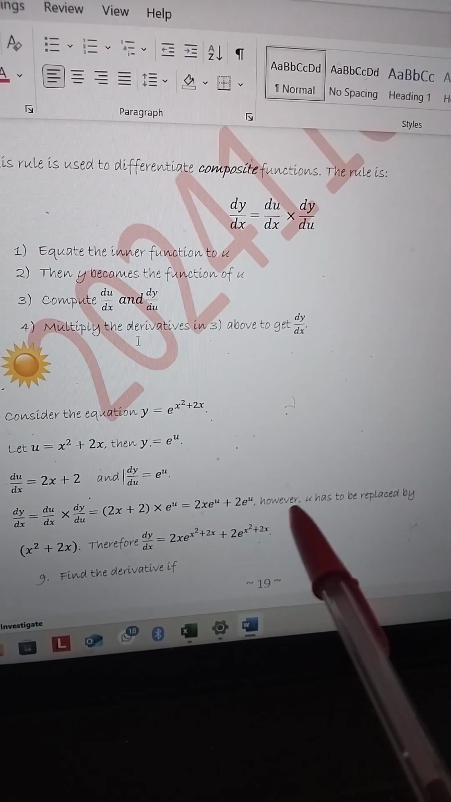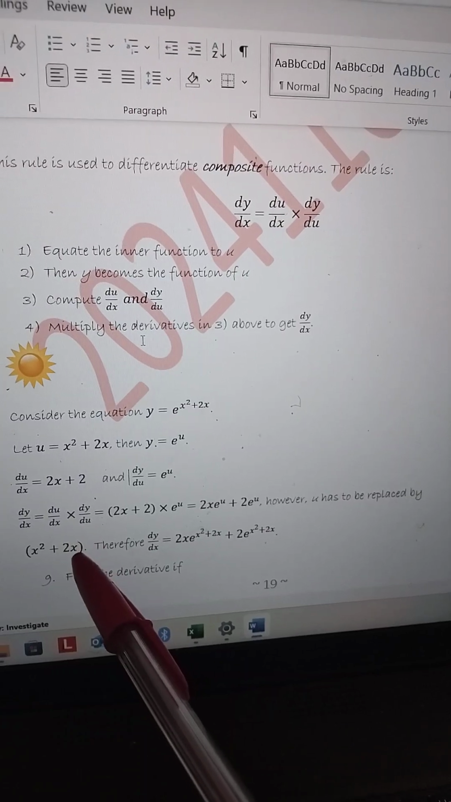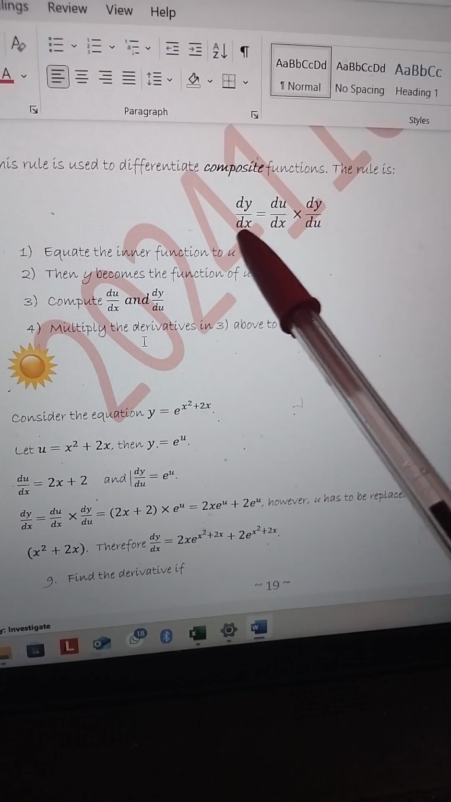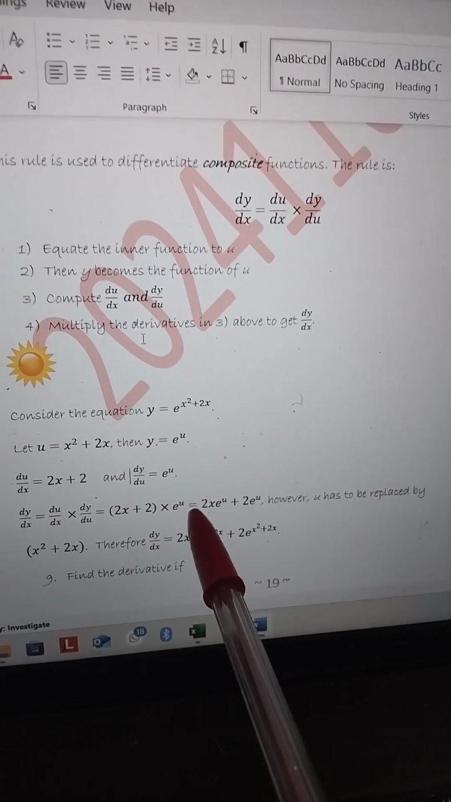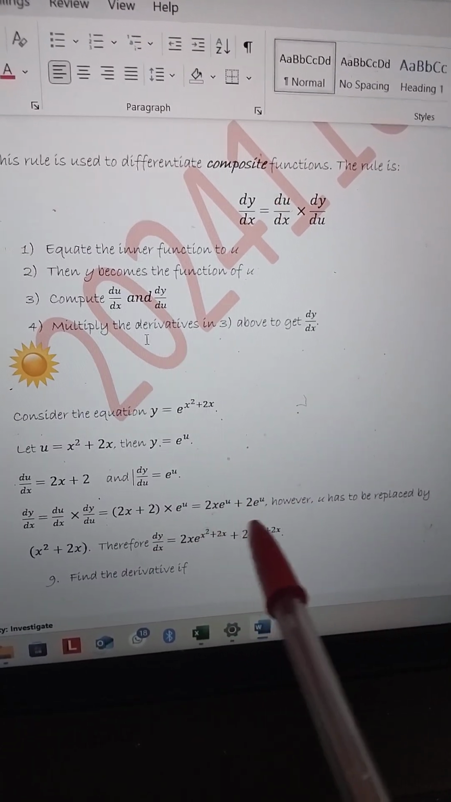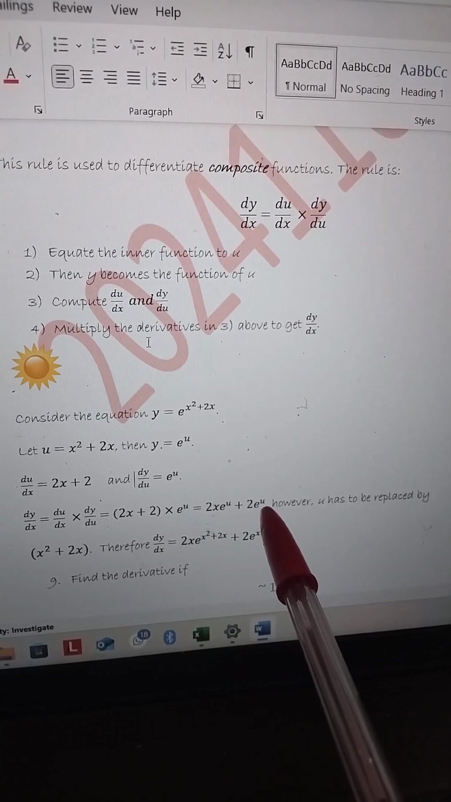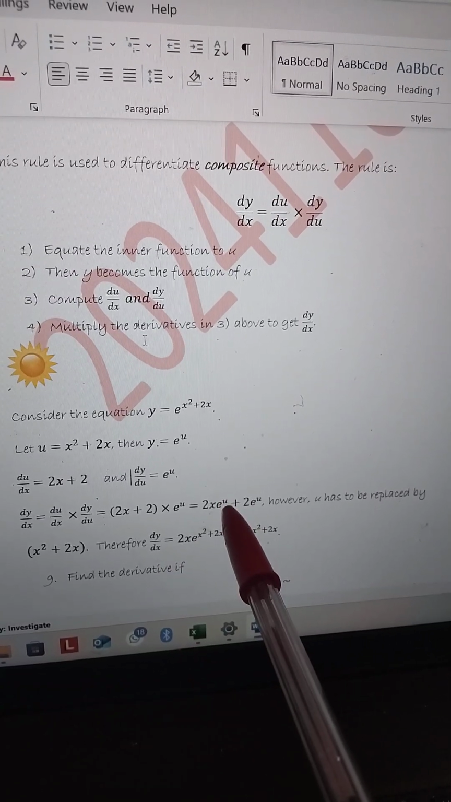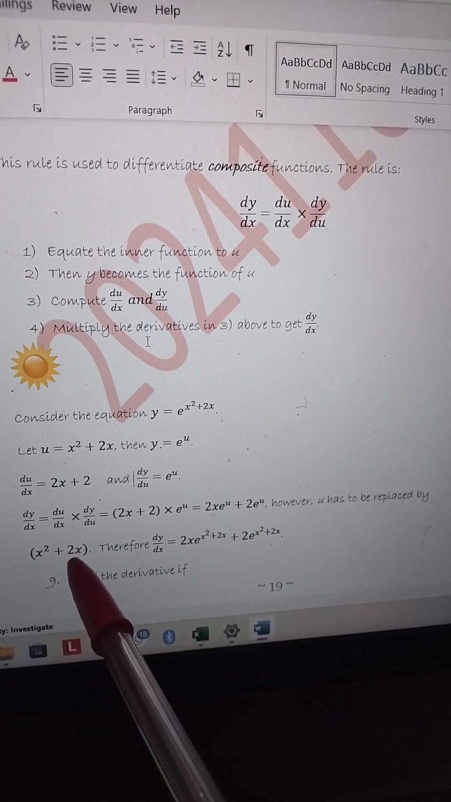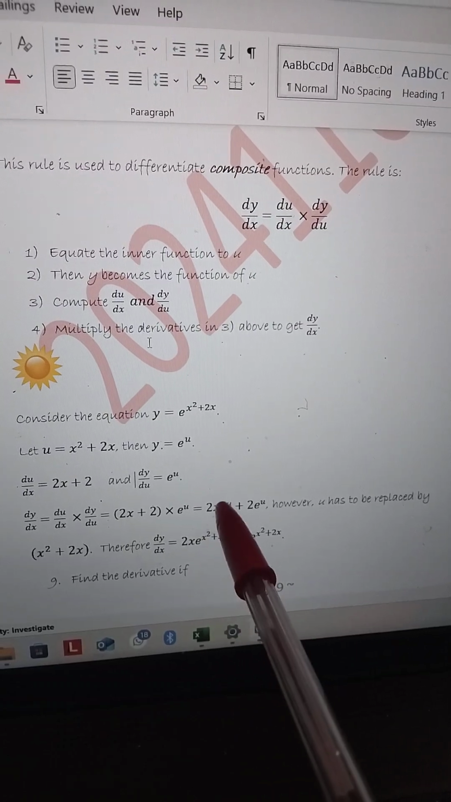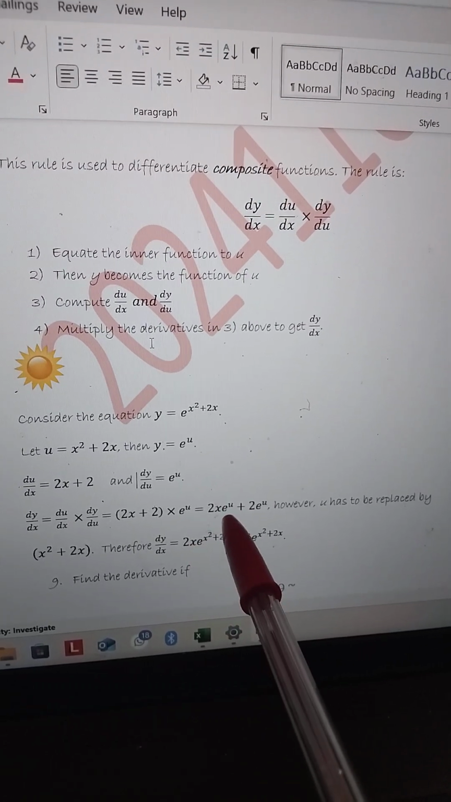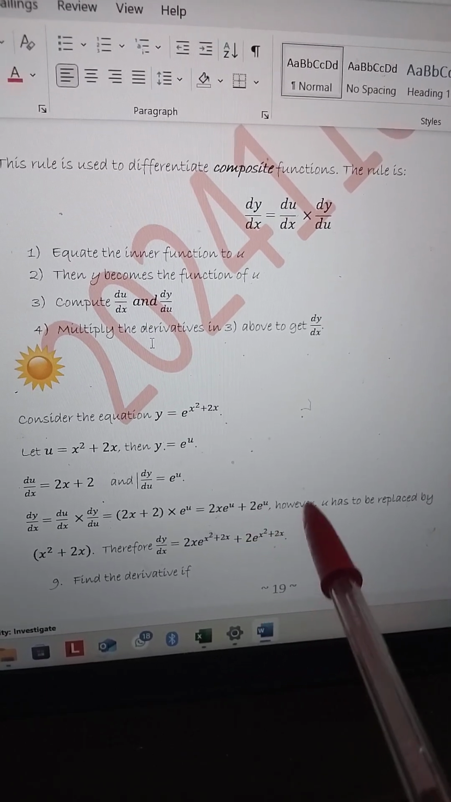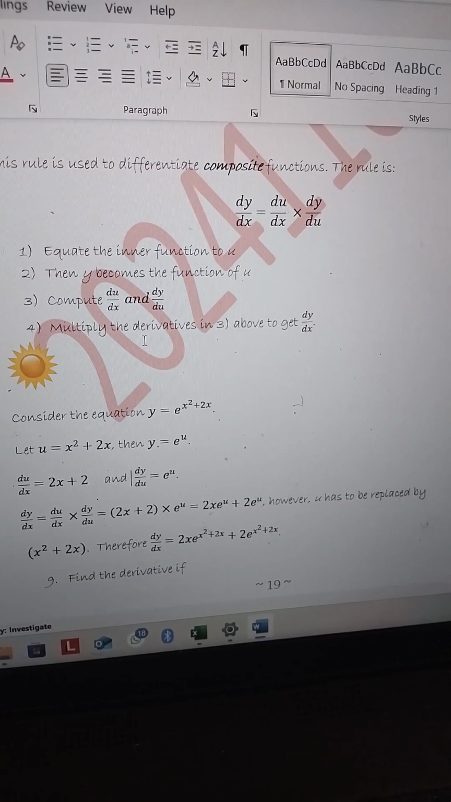But however, u has to be replaced by this. Because we want the derivative of y with respect to x, in our expression we must remember that we should only have y and x, not u. So dy/dx would be, remember you replace u by x squared plus 2x. So it will be 2x e to the power u, in terms of x, and then 2 times e to the power u, remember to replace u by x squared plus 2x.